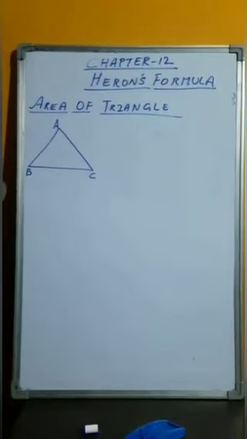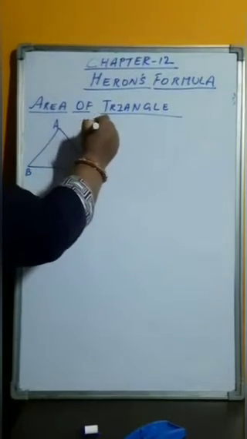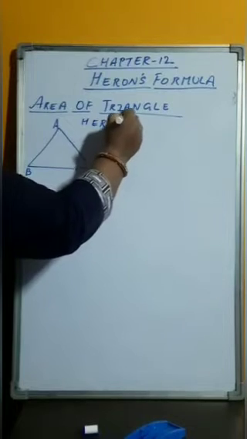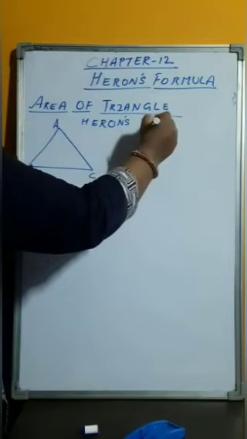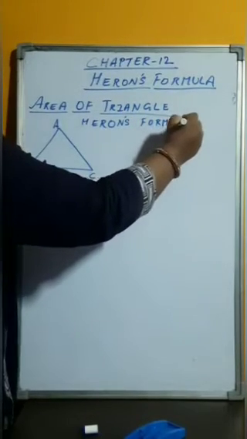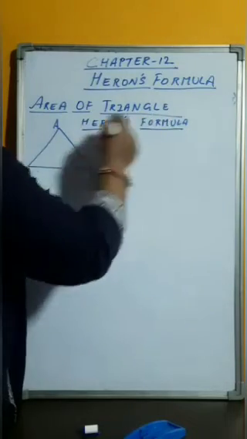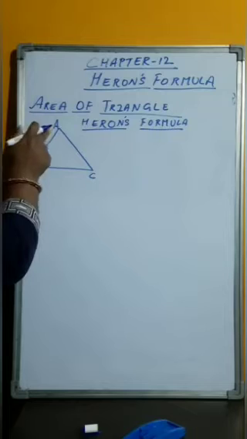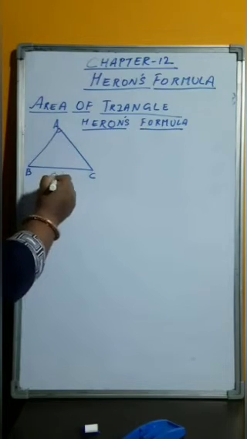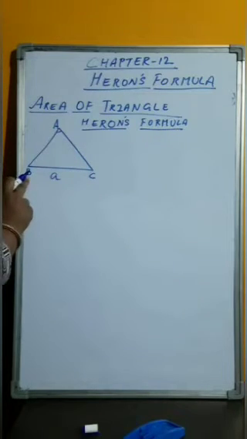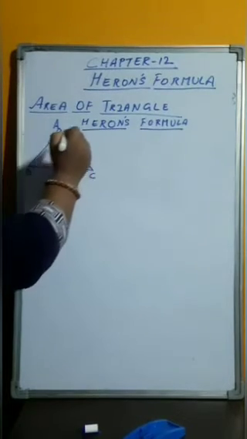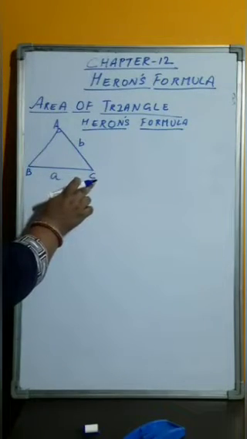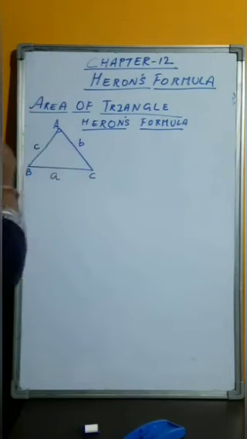Now we will see the area of a triangle by Heron's formula. See here I have taken a triangle ABC and its sides are given. The side opposite to the vertex A, I am taking as small a. The side opposite to angle B, I am taking as small b. And the side opposite to angle C, I am taking as small c.